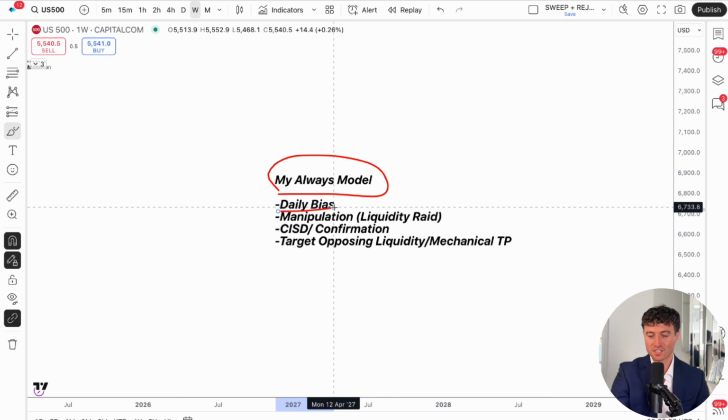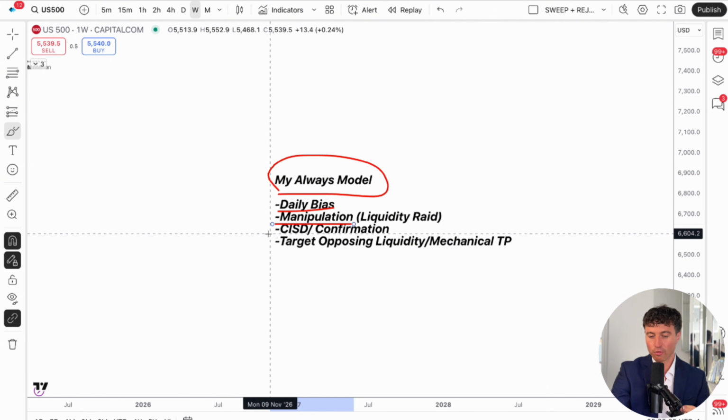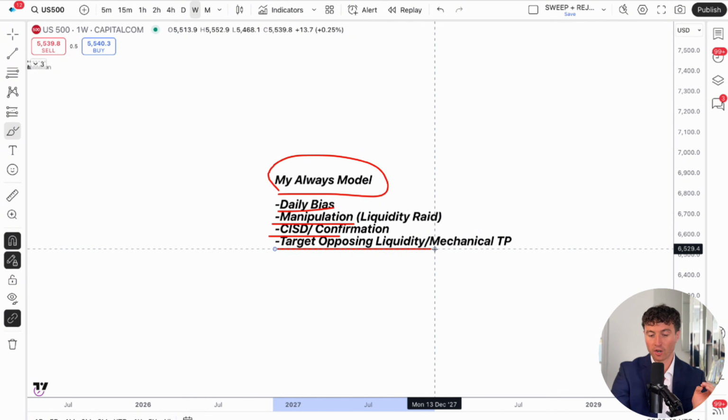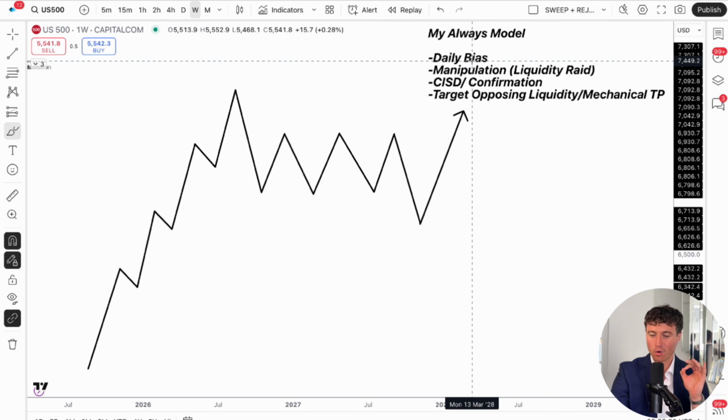Step 1 is identifying daily bias. Step 2 is manipulation. Step 3 is a change in the state of delivery or confirmation. Step 4 is target opposing liquidity or a mechanical take profit. So this right here is my always model.